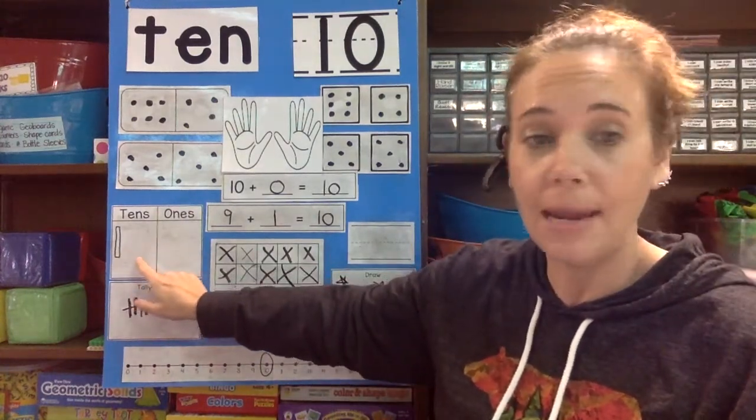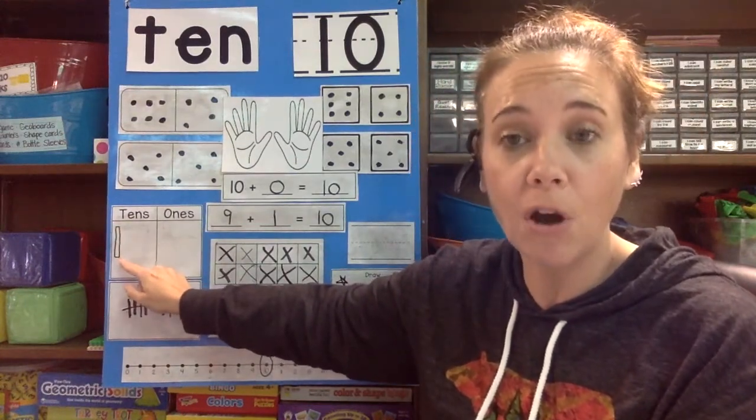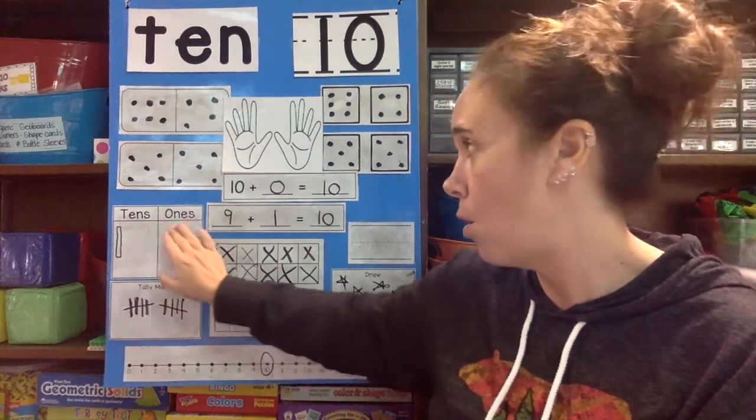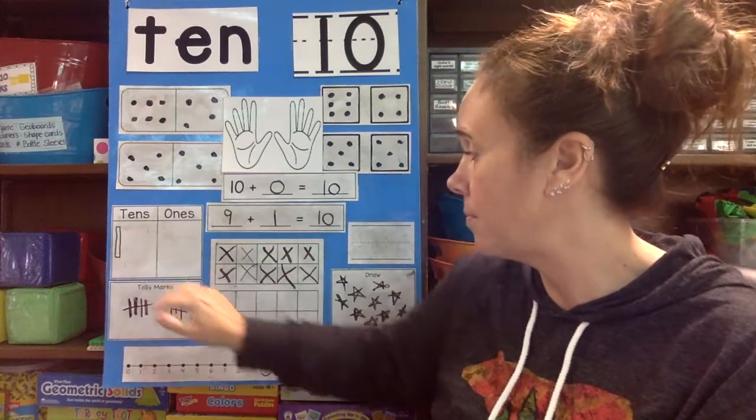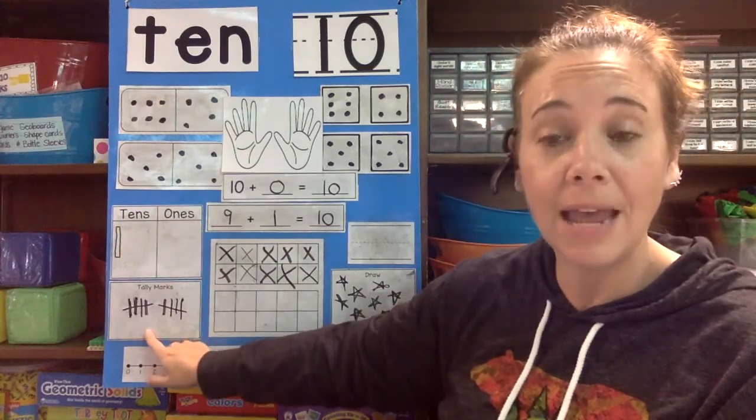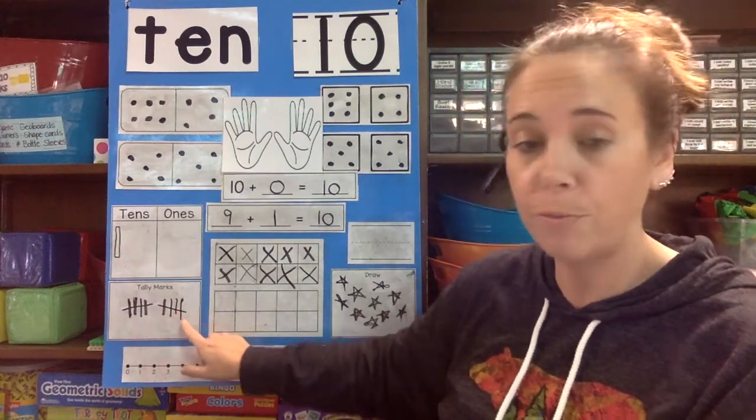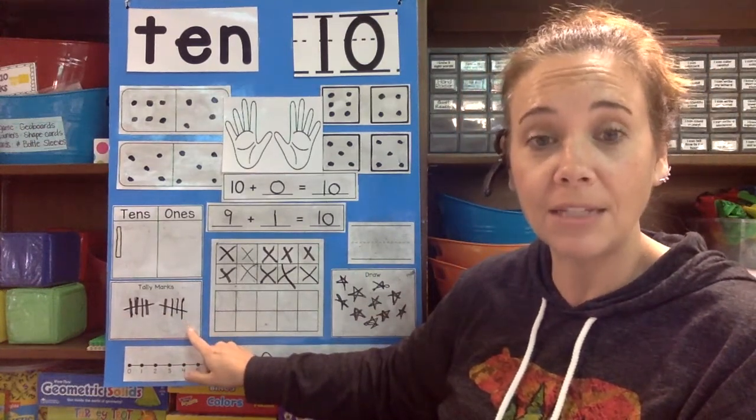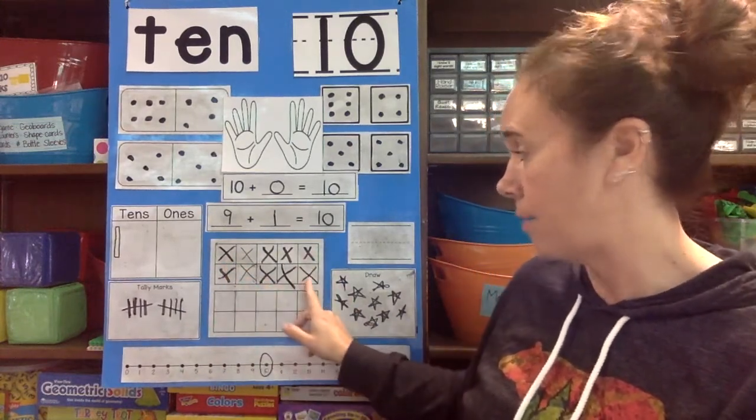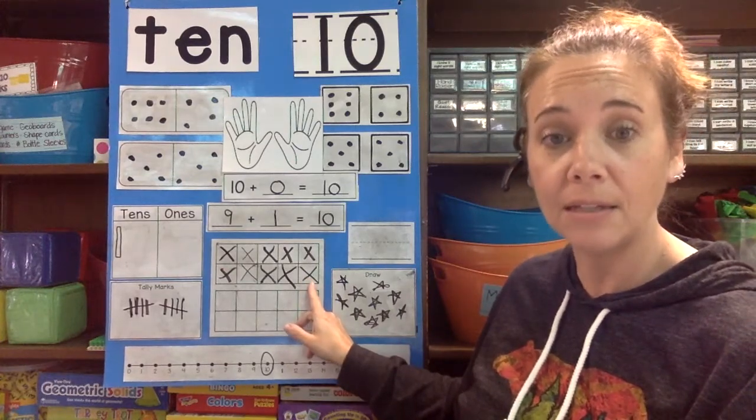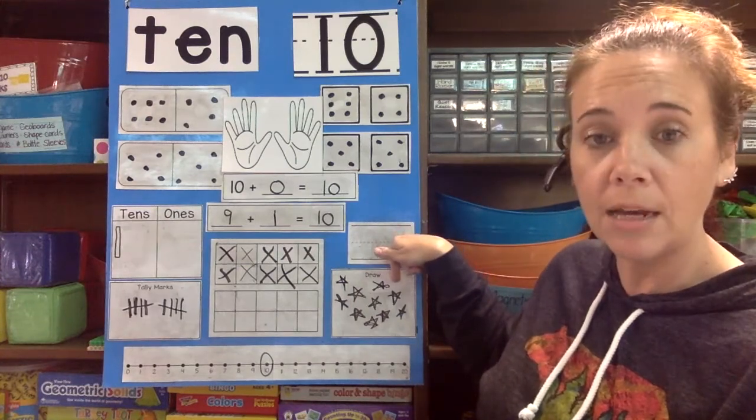Right here, I made one big bundle for 10, just like we do with our straws. Now there are no squares or cubes over here and one big bundle of 10. I also made 10 tally marks. I have a group of 5 here and another group of 5. 5 and 5 is 10. I filled in one whole 10 frame. That's 10 X's. I drew 10 stars to show 10 in a drawing.